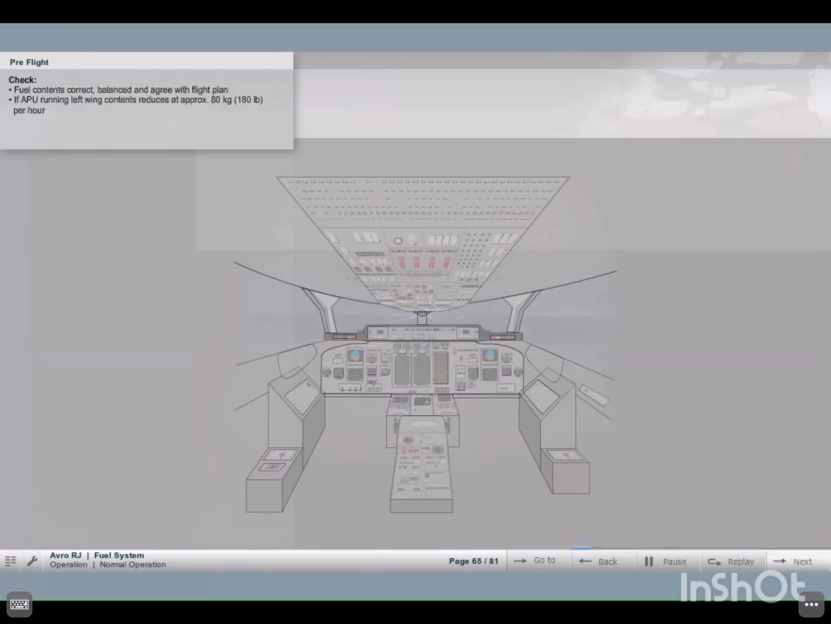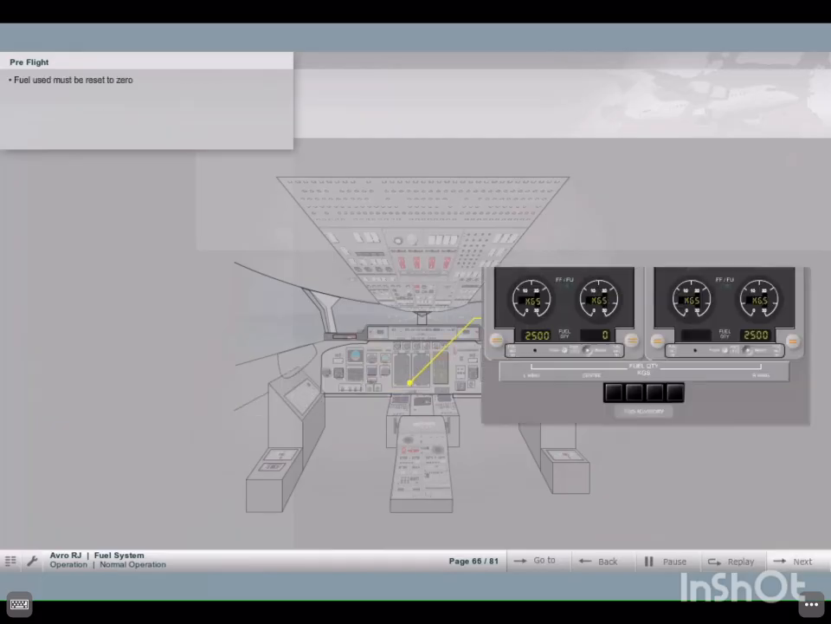The fuel contents are checked to ensure they are correct, balanced, and agree with the planned fuel in the flight plan. If the APU is running, expect that the left wing contents will reduce at approximately 80 kilograms or 180 pounds per hour. The fuel used must be reset to 0.